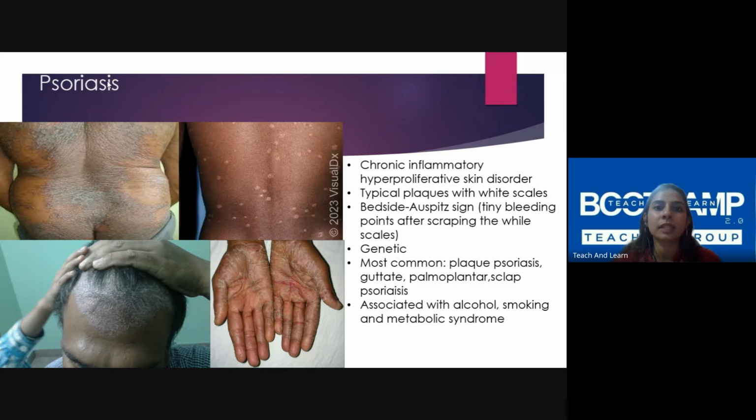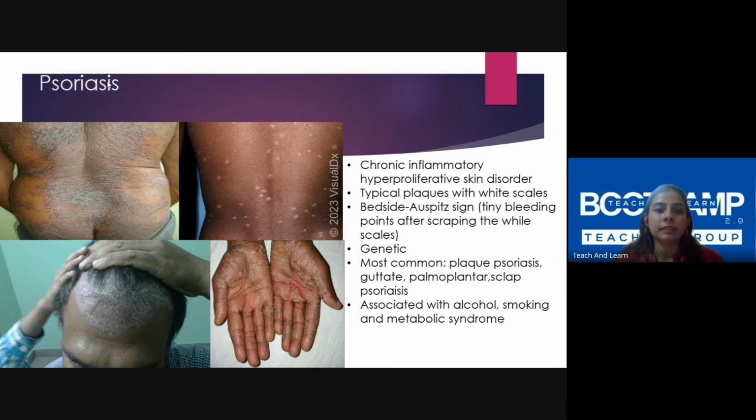Otherwise, please do not use anything like a pen's cap or anything that you're going to reuse. Like how Mika told, please don't go and touch the patient without sterility. So you have to make sure you're going to use something which you're going to discard. Scratch a little bit, you can see tiny bleeding spots.